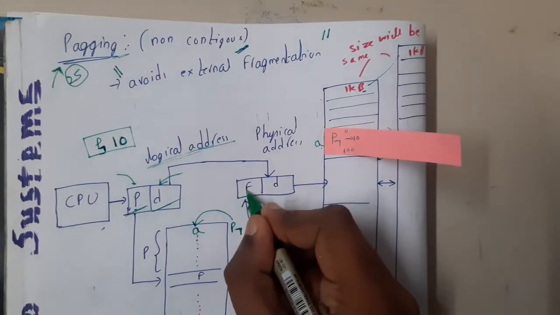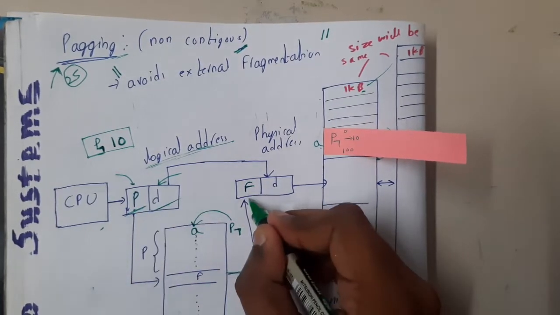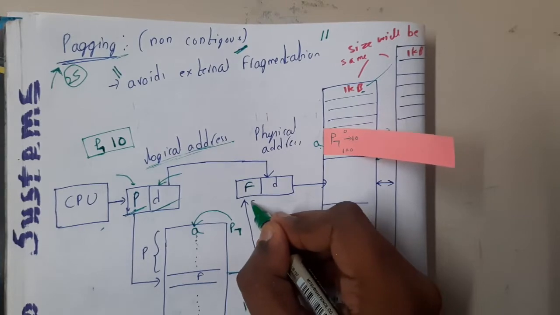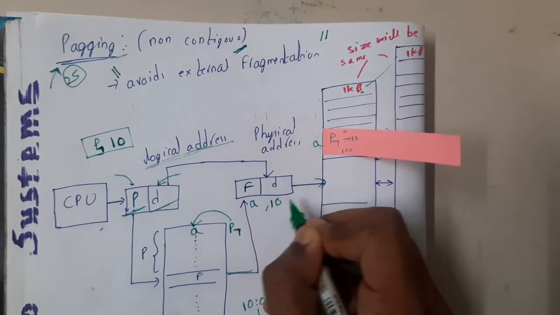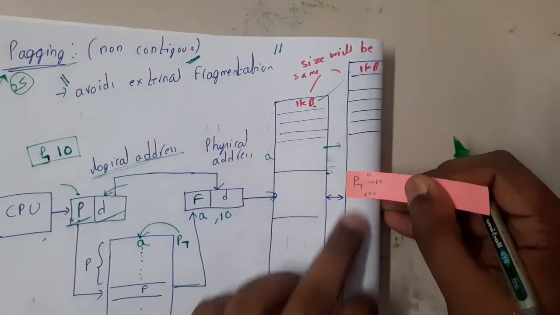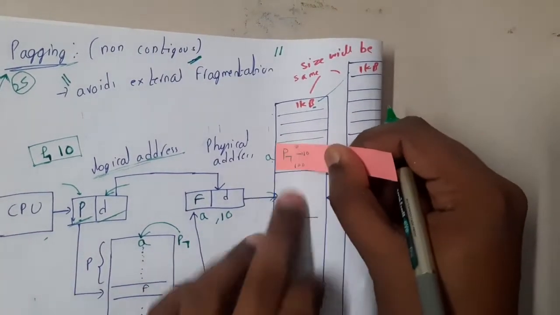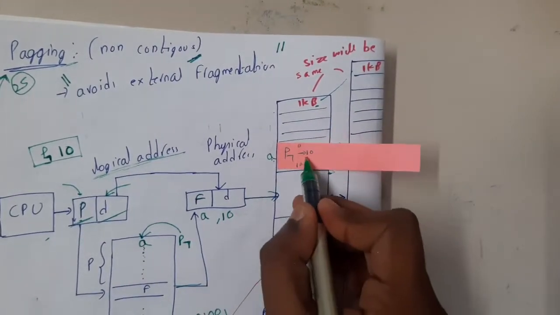Now this F indicates a frame number, guys. This indicates a page number. So what is the final result which we got? We got A comma 10. This indicates that your data which was previously at P7 is now at A10, right? So in A10 I can find the particular code.